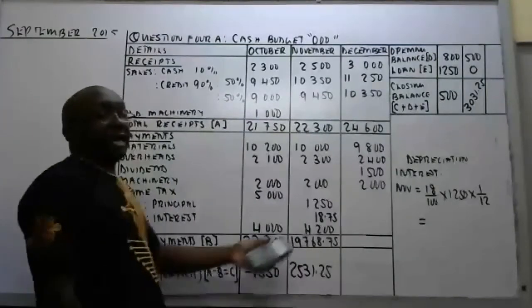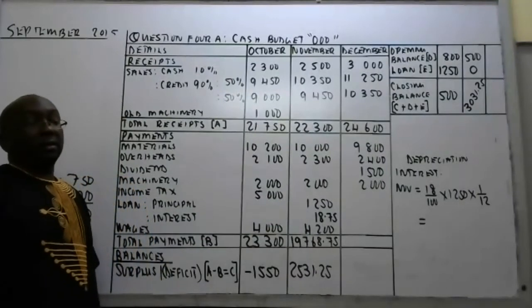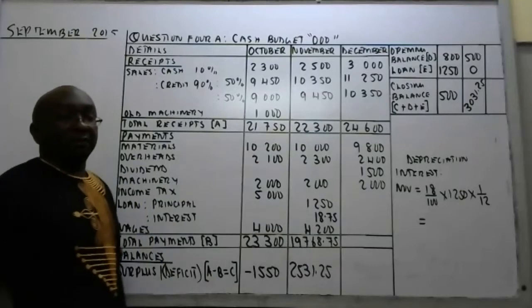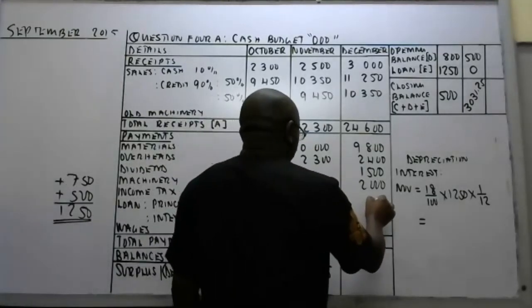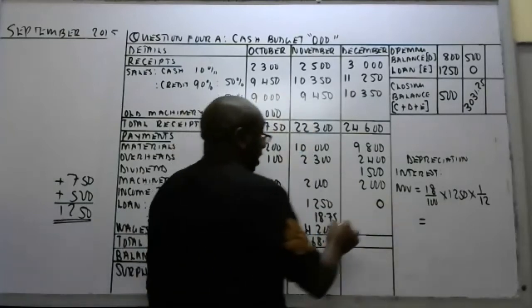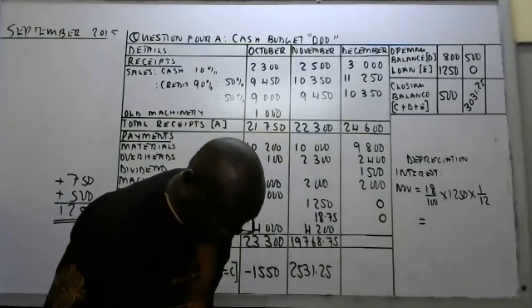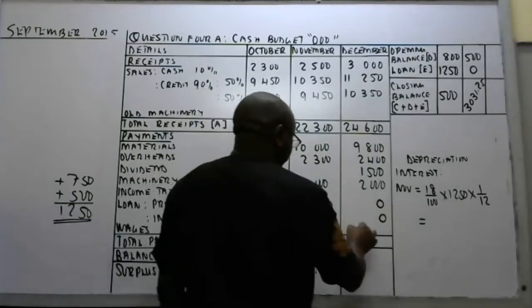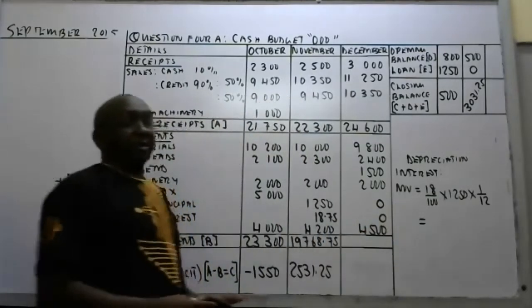So when we get to the month of December, there is no principal amount that we are paying. There is no loan interest, but we have wages of 4,500.